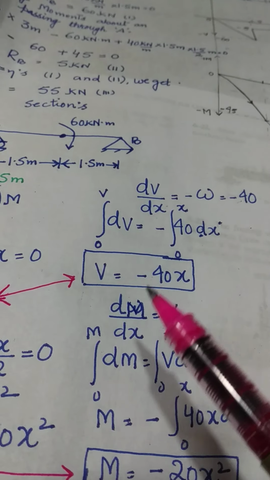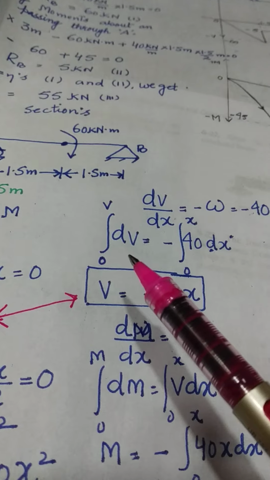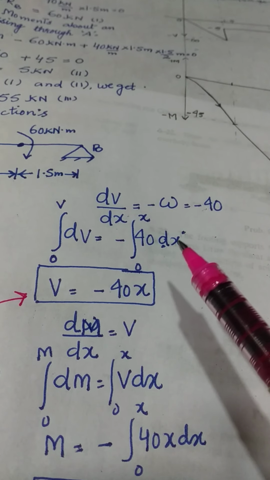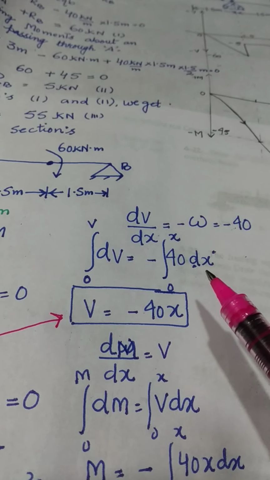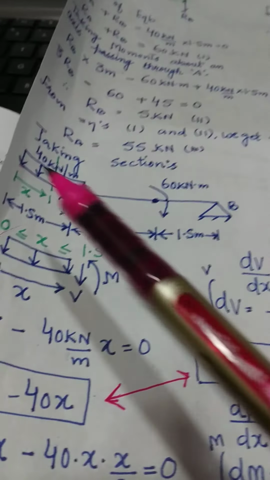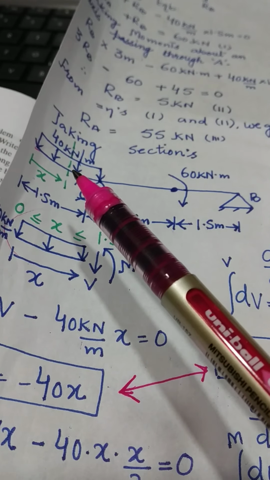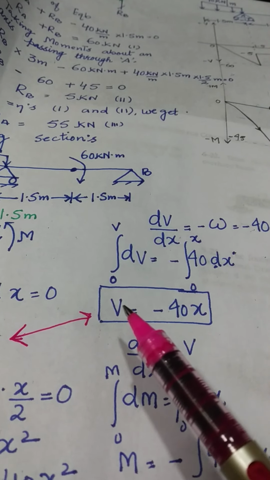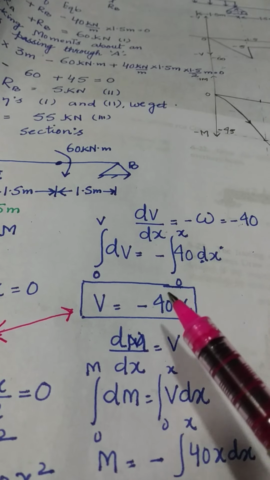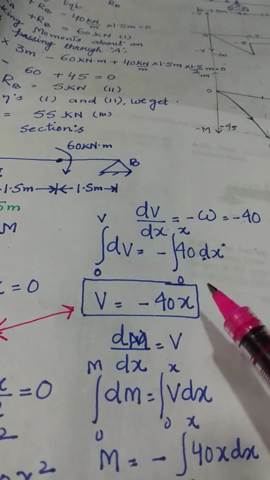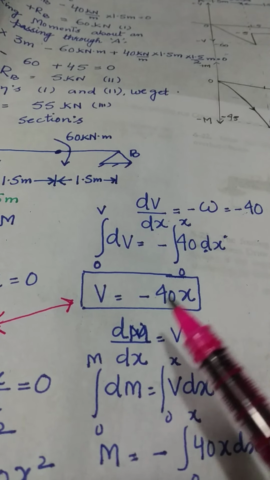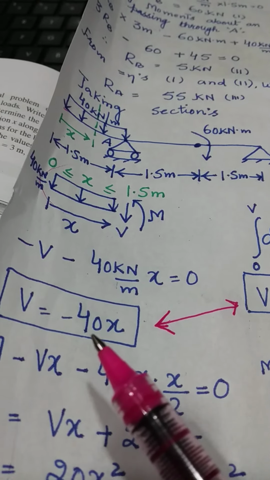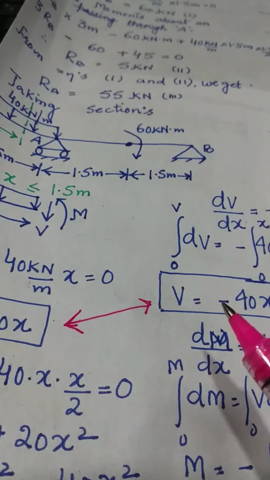So we have integral 0 to V dV is equal to minus 40 dx, where the variable of integration x varies from x equal to 0 to x equal to x. Integrating this, integral dV going from 0 to V is V, equal to minus 40 integral dx, which is x. So this comes out V equal to minus 40x, which is the same as we had obtained with the help of the equations of equilibrium.